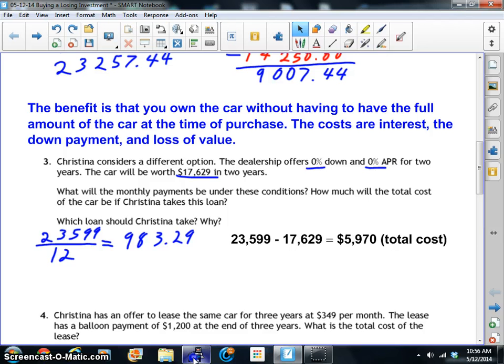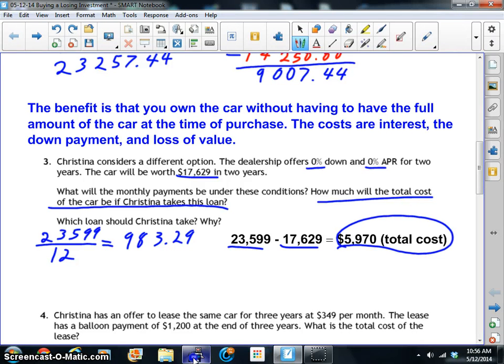Now, how much would be the total cost of the car if Christina takes this loan? This is the equity that she's worth. We're going to subtract that from the amount of our loan. Then we get a total of $5,970. So you have to decide which is better.